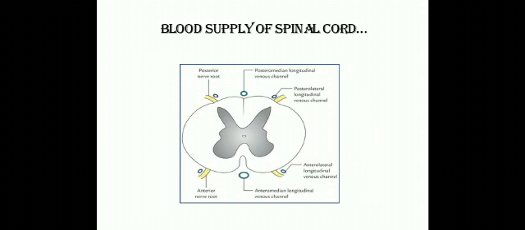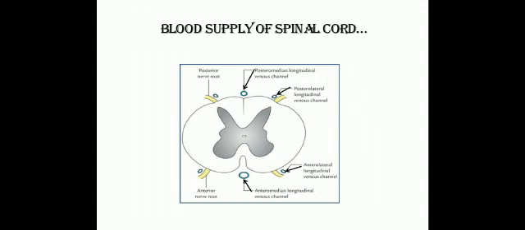The venous drainage is by the median longitudinal venous channel, which is present at the anterior fissure, and the posterior median longitudinal venous channel, and also the posterolateral and the anterolateral longitudinal venous channels. So, all these 6 veins drain the spinal cord. They are arranged in longitudinal channels.